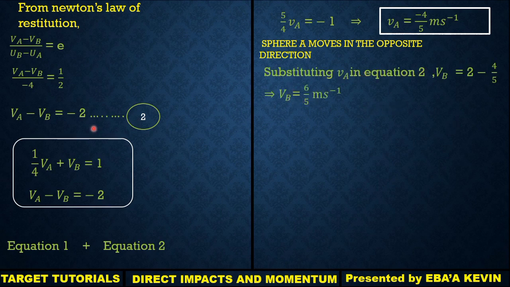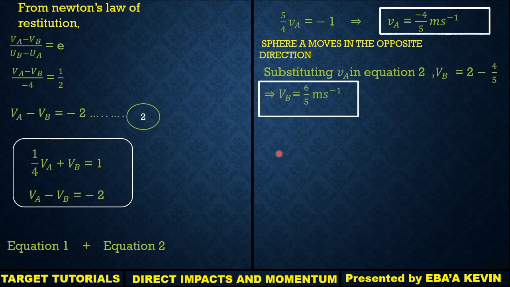We are going to obtain VB to be equal to 2 minus 4 feet, which implies that the value of VB is equal to 6/5 meters per second, which is therefore the velocity of sphere B after the impact. So we can then move to the B part of the question.